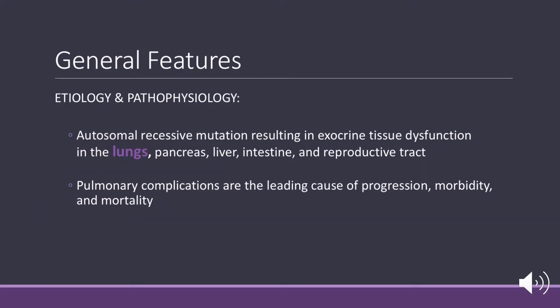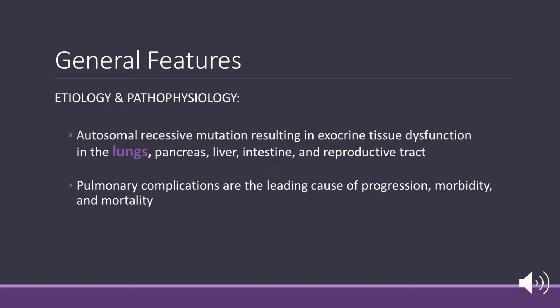Etiology and pathophysiology. CF is an autosomal recessive disease diagnosed as a mutation in the CF transmembrane conductance regulator protein, responsible for regulating chloride, sodium, and bicarb transport in exocrine tissues. This dysfunction of exocrine tissues affects not only the lungs, but the pancreas, liver, intestine, and reproductive tract. It is the pulmonary complications, though, that are the leading cause of progression, morbidity, and mortality, which is why I chose to focus on these manifestations.